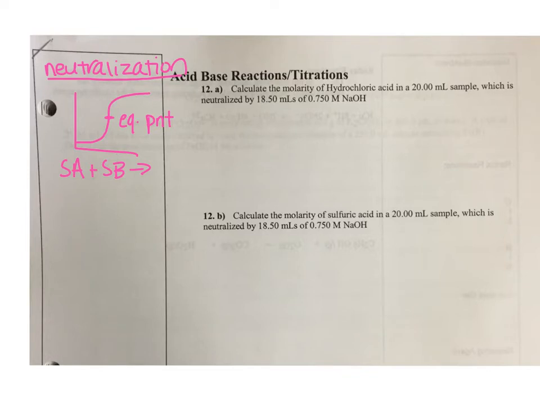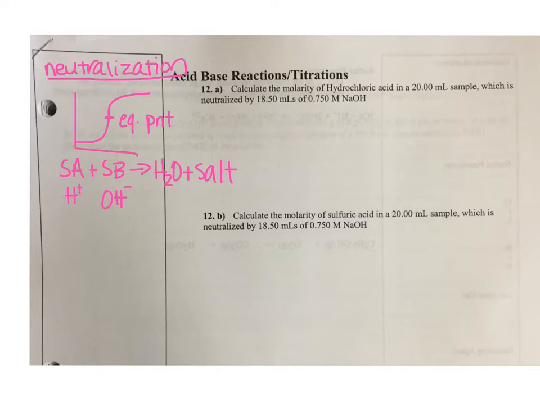When you have a strong acid and a strong base, you're always going to be making what two products? Water is one of them, and a salt. Please remember, your strong acids have that extra proton. Your strong bases have that hydroxide.